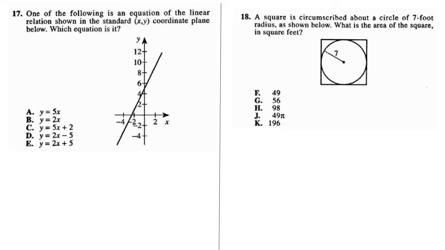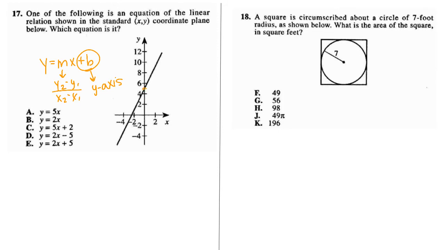Number 17, we are looking for the equation that matches this line. Very quickly, we need to review y equals mx plus b. That m is your slope, that's your y2 minus y1 over x2 minus x1. Now, b, this is where that line crosses the y-axis. So in this form, I automatically know where the line crosses the y-axis.